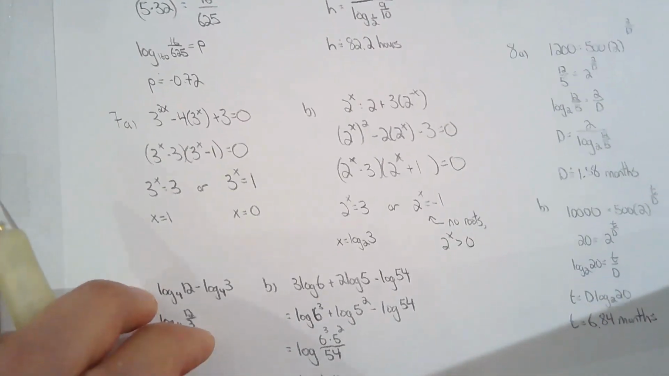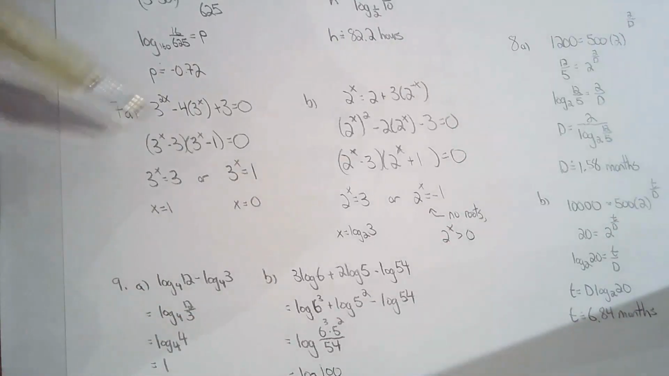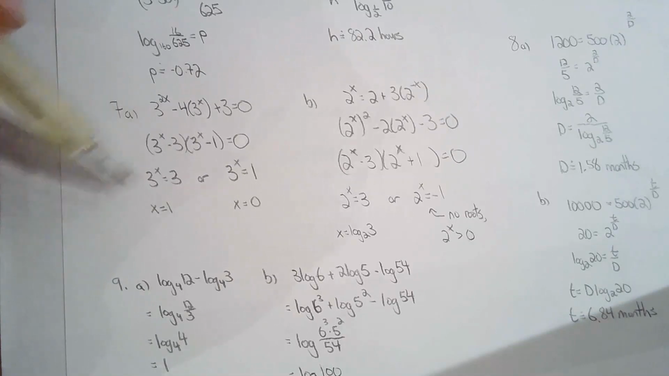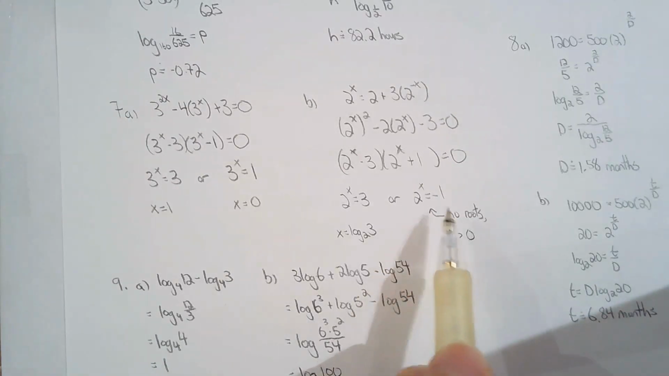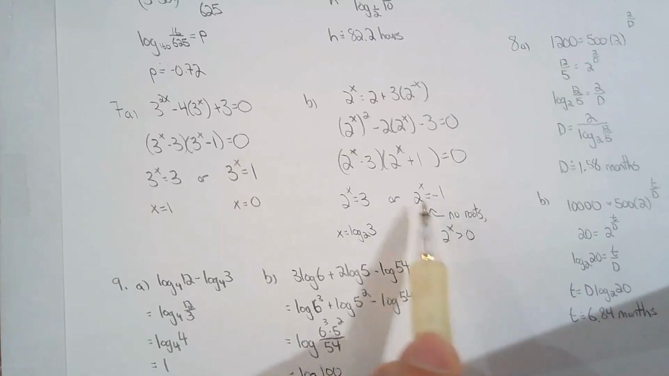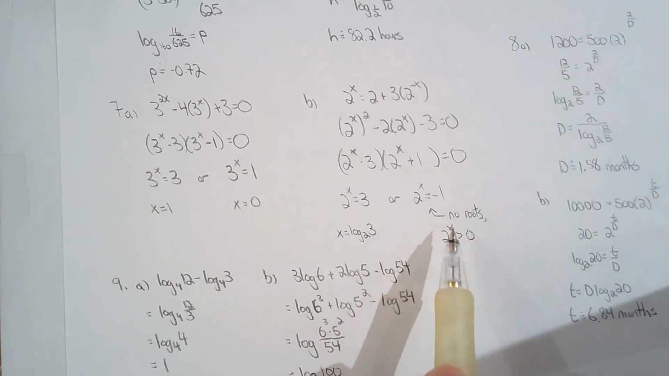Okay, 7a and 7b, you basically have the quadratic equation from the exponential equation. Factor, solve, not much to say. Be careful, 2 to the power of x equals -1. You get no roots from that because 2 to the x must be greater than 0.